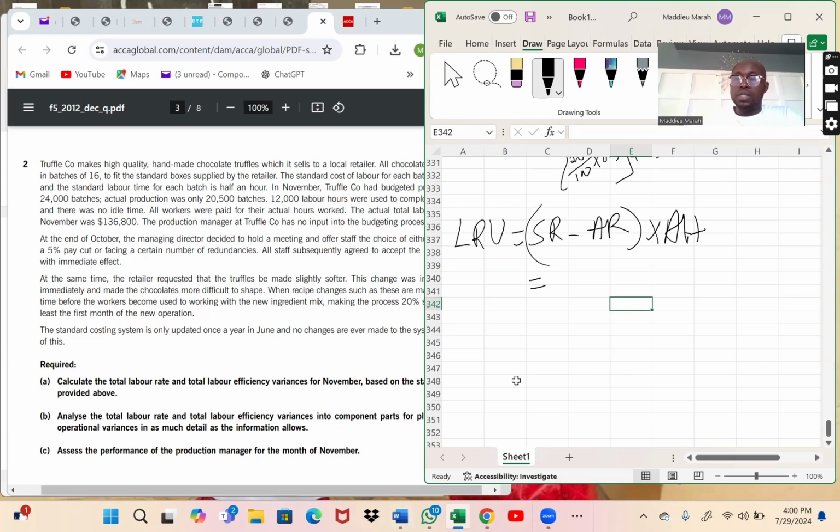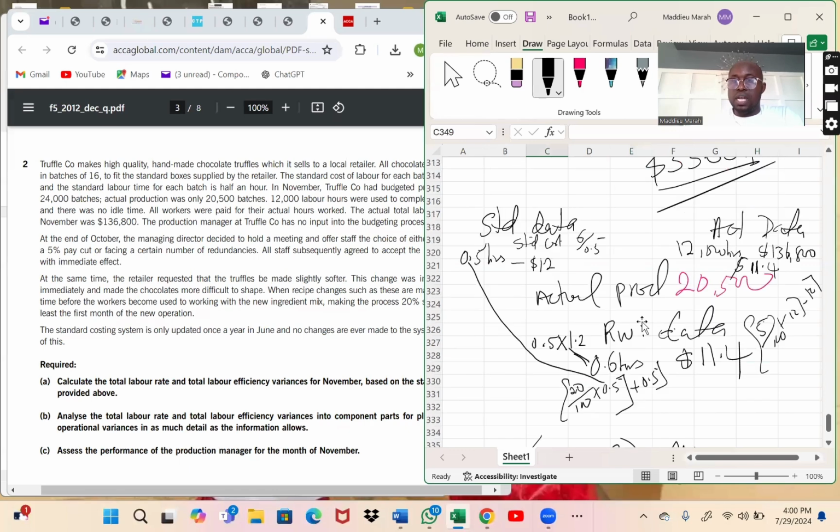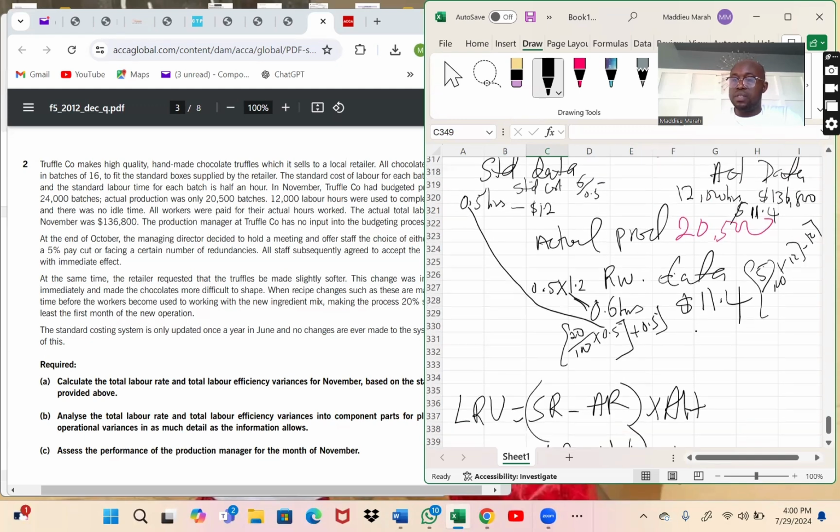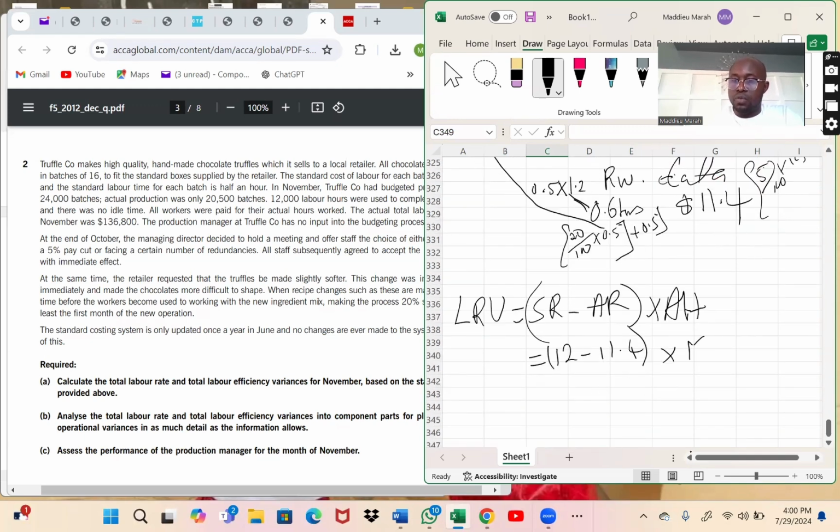What's our standard rate? Our standard rate is 12. Standard rate 12 minus actual rate 11.4, multiplied by actual hour. What's our actual hour? 12,000. This gives 7,200. Adverse or favorable? Favorable. Favorable variance.